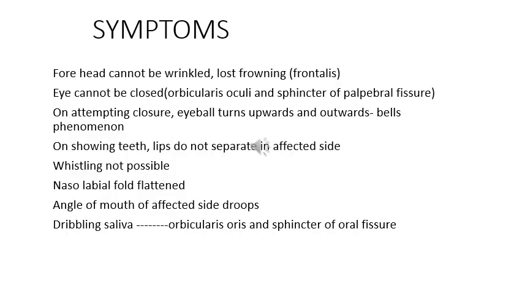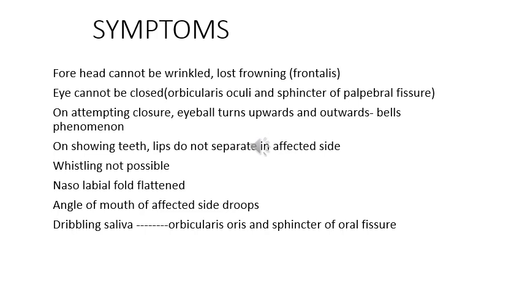And the symptoms of Bell's palsy: first, from one half of the upper face to the lower face, the forehead cannot be wrinkled, and the capacity to frown is also lost. The frontalis muscle is affected. Then the eye cannot be closed, again orbicularis oculi and the sphincter of the palpebral fissure. On attempting closure, the eyeball turns upwards and outwards. It's called Bell's phenomenon. I'll explain it later.